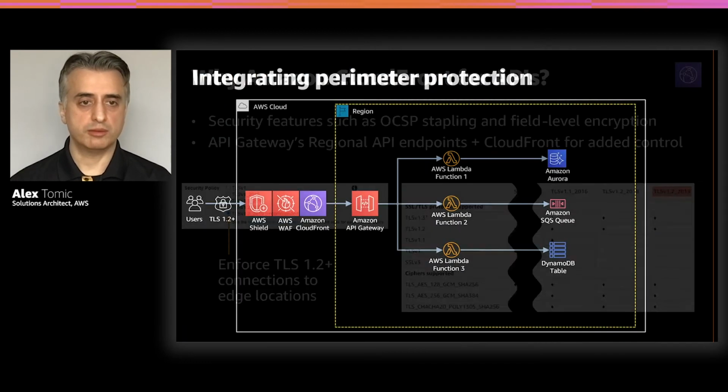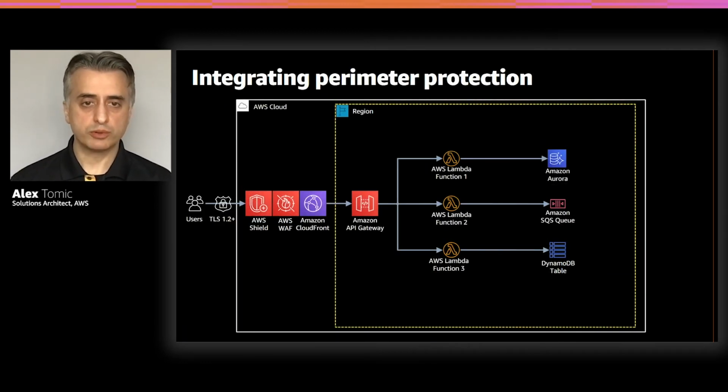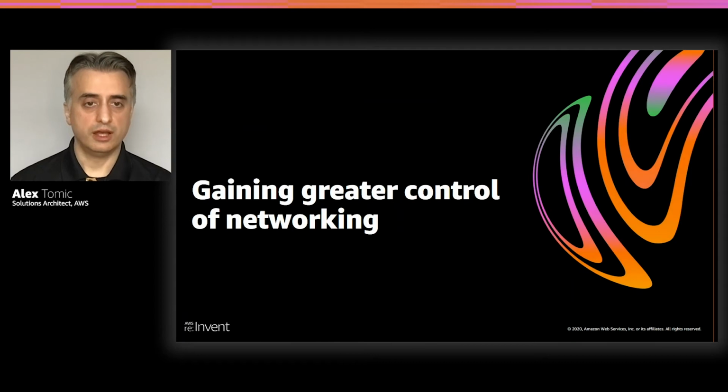Okay, so now that we have protected the perimeter, we'll focus on control of the network traffic where our API is hosted inside of the AWS regions. So how do we get that additional control? That's what our next session is all about. Gaining greater control of networking.